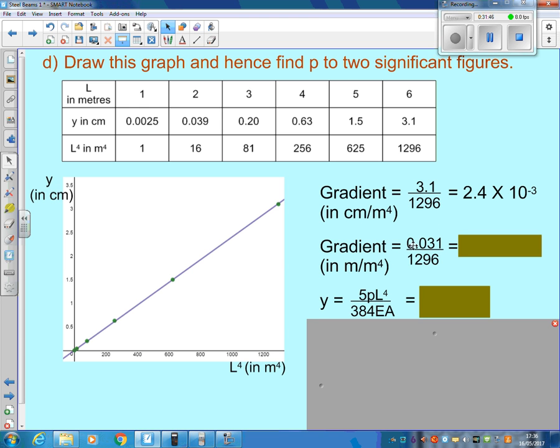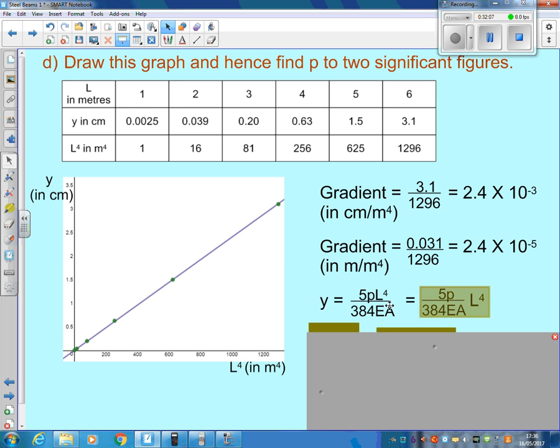And then you can do the same thing. 0.031 divided by 1296. You do it on your calculator, it will come to 2.4 times 10 to the minus 5. This bit stays the same. That you'll see has changed. So there's our gradient. Now, that's when you plot y against L to the 4.